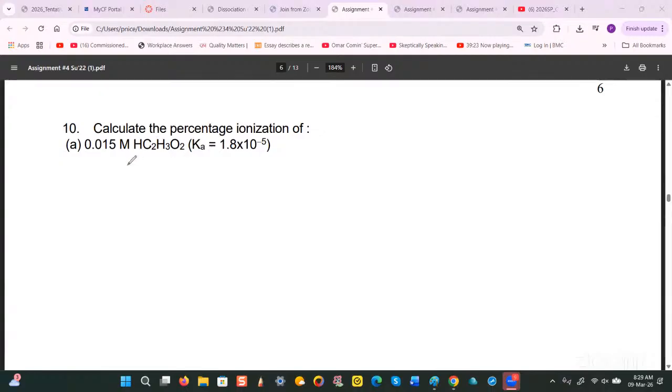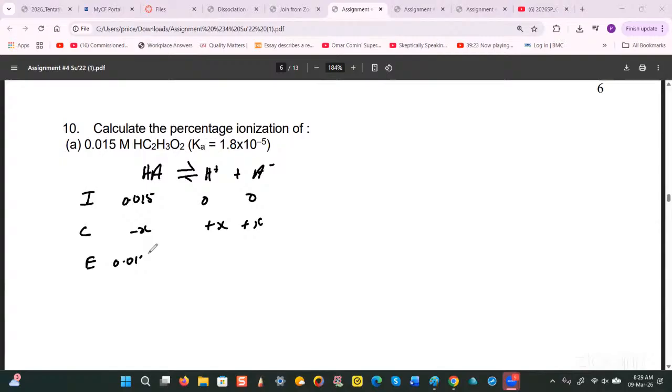Again, you can set up an ICE table to represent the dissociation of this acid. Initially, you're gonna have 0.015, 0 here, 0 here. The change here will be minus x, plus x and plus x. So at equilibrium, you're gonna have 0.015 minus x, here x, here x. Ka will be equal to x squared over 0.015 minus x. And again, we're going to equate that to 1.8 times 10 to the minus 5.